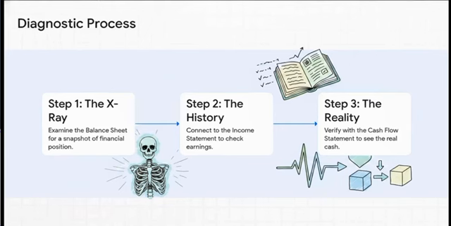So how do analysts get that full story? Well, they follow this 3-step process. They start with the balance sheet. That's our X-ray. Then they connect it to the income statement, which is like reading the patient's entire medical history of profits and losses. And finally, they double-check everything with the cash flow statement, which shows the real cash moving in and out, like monitoring a patient's real-time vitals.